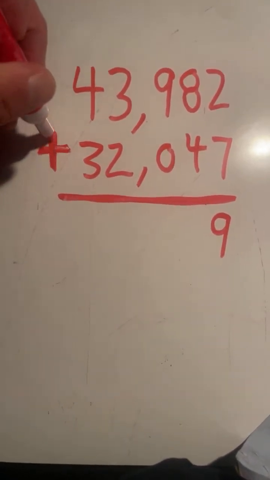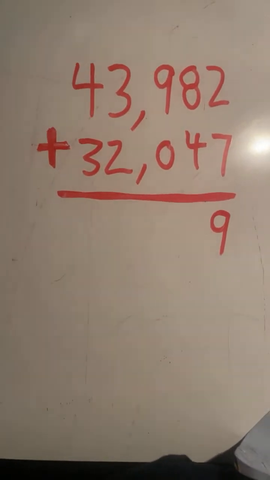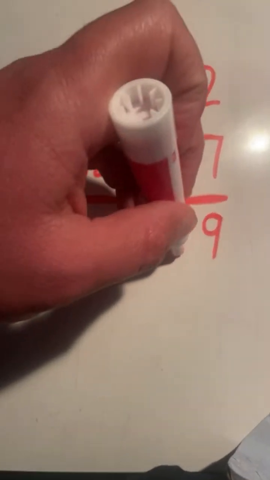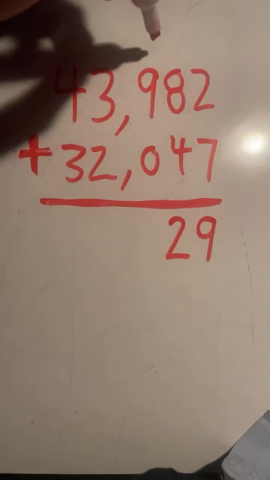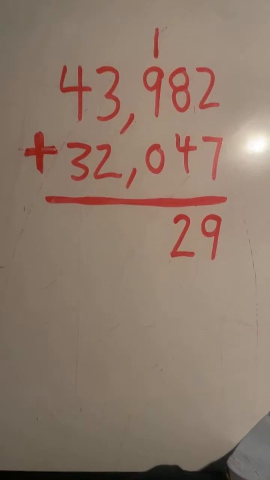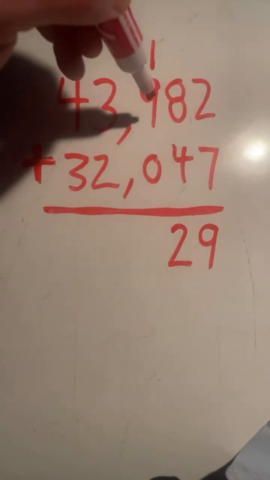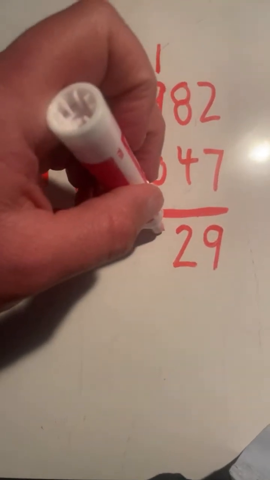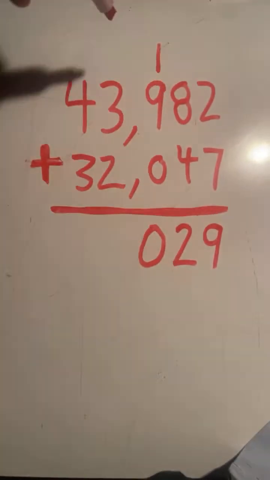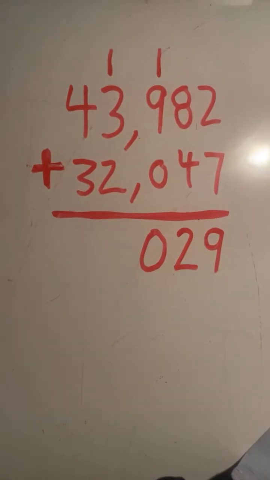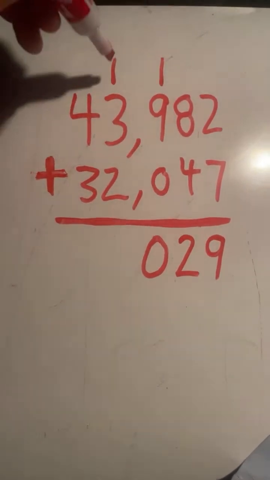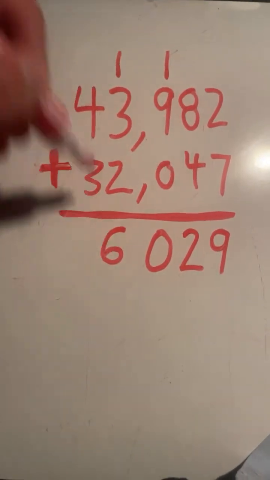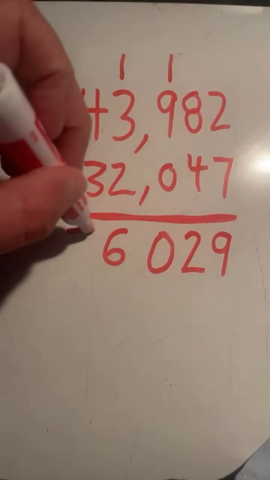Just making my plus sign look a little neater, stand out a little bit more. All right, 8 plus 4 equals 12. The 2 in 12 goes in the tens place. The 1 in 12 gets carried over to the hundreds place. 1 plus 9 equals 10, plus 0 still equals 10. The 0 in 10 goes in the hundreds place. The 1 in the number 10 gets carried over to the thousands place. 1 plus 3 equals 4, plus 2 equals 6. 4 plus 3 equals 7.